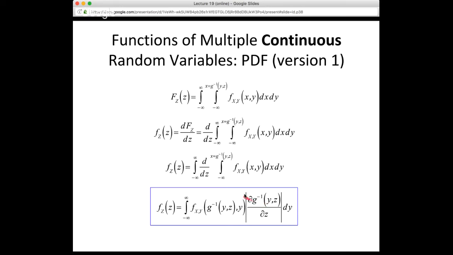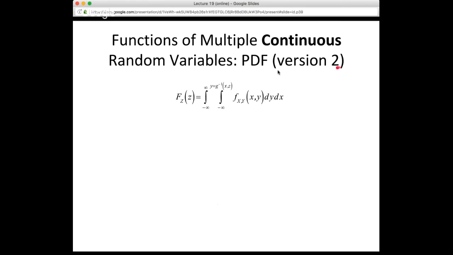So just to avoid that issue, we have these absolute values here. So now we've got the partial derivative of g inverse of y,z with respect to z. The reason we have to use partials here is because g inverse is a function of both y and z. So there's our derived PDF for the random variable z, based on the joint PDF for x and y, and the formula that relates x, y, and z.